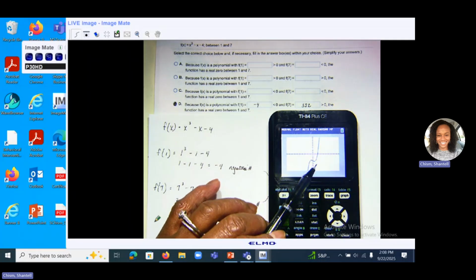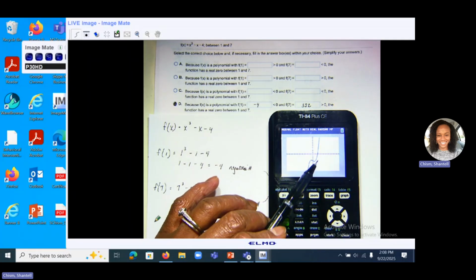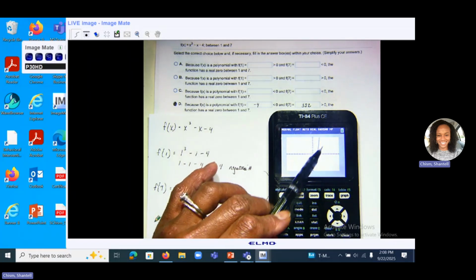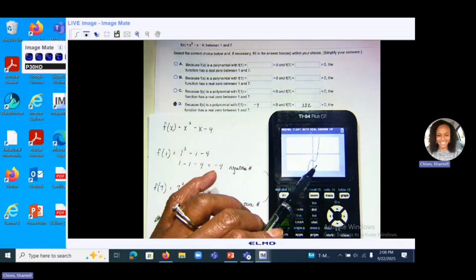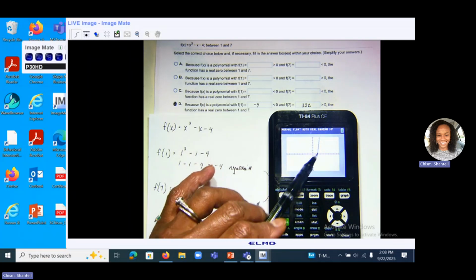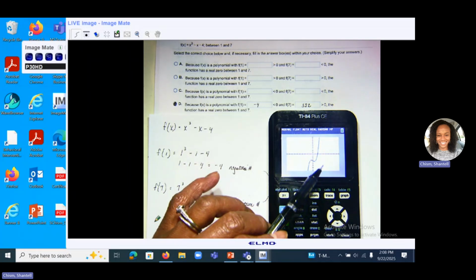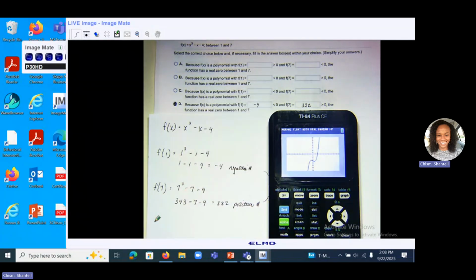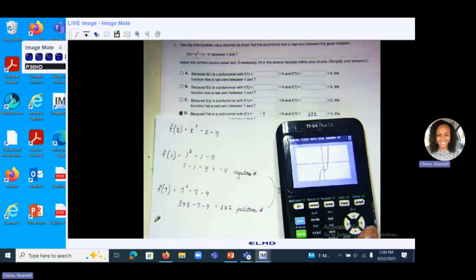It crosses the x-axis. It's below the x-axis here, so it's negative down here at whatever these x values are, but then at some point it becomes positive up here. So it crosses the x-axis somewhere between 1 and 7, which indicates a solution. Remember that solutions are showing up as x-intercepts when you graph the function. Okay?